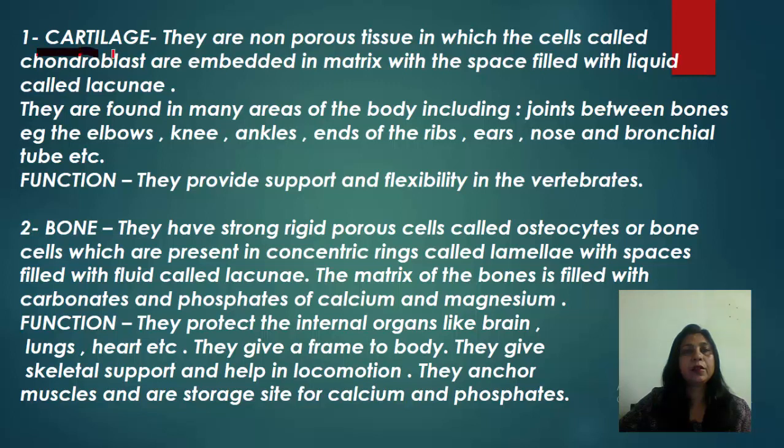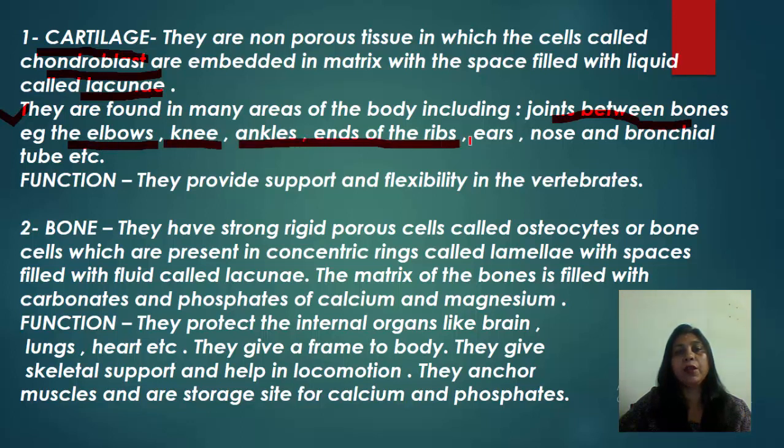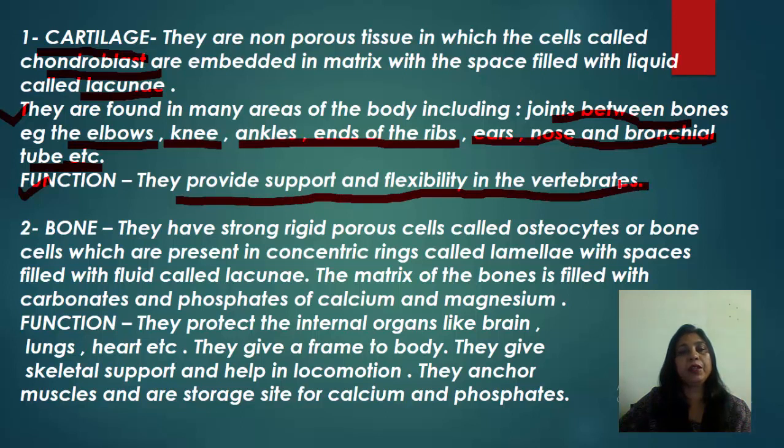Now cartilage. They are non-porous tissues in which the cells called chondroblasts are embedded in matrix with a space filled with liquid called lacunae. Where are they found? They are found in many areas of the body, including joints between the bones, that is elbow, knee, ankles, end of the ribs, ears, nose and bronchial tube, etc. These are the few areas where we can find these cartilage. And what is the function of cartilage? They provide support and flexibility in the vertebrae.